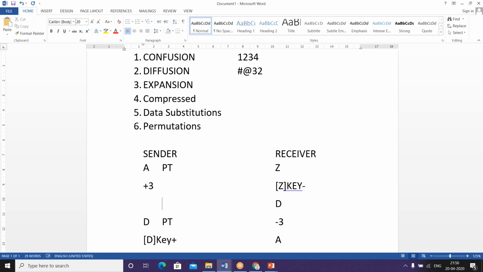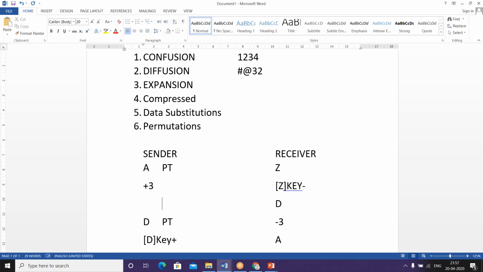So then I'm getting D. D is a plain text, right? I encrypt D with a key. That key is already sent from sender to receiver. So the receiver will receive this key and decrypt it again. When he decrypts, he'll get D. Then that D is applied to the mapping function, that is -3.